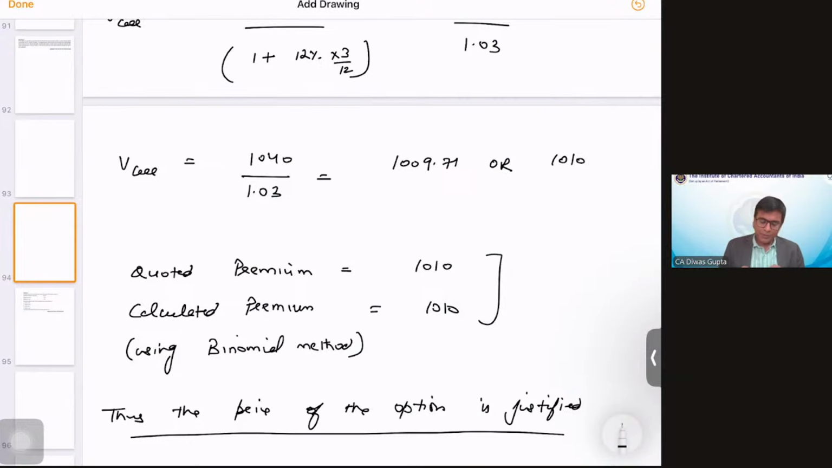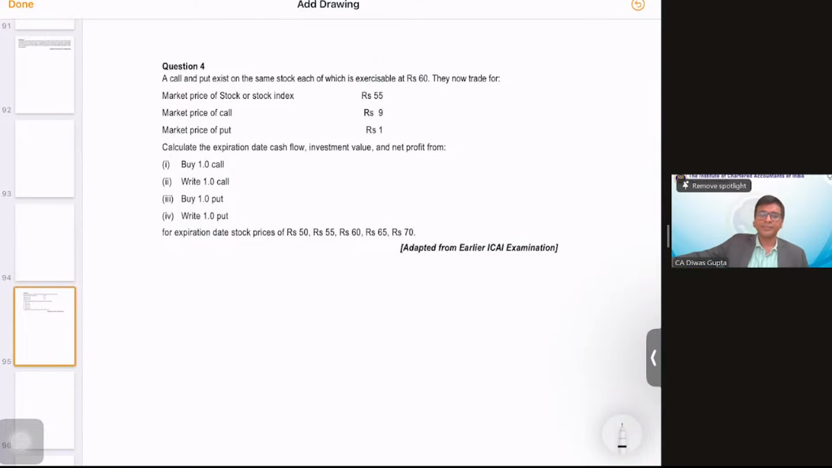Let's go to the next question. Question number 4. Okay, so question number 4 says a call and put exist on the same stock of which each is exercisable at rupees 60. So the exercise price is 60 for both call and put. The market price of stock or stock index is rupees 55.